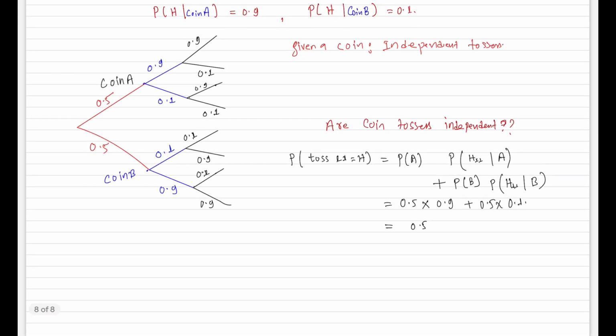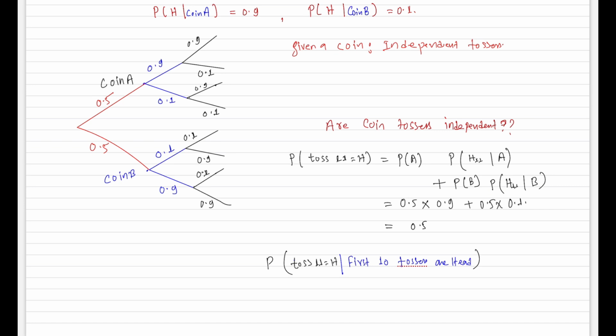Now let's suppose that someone has told you that the first 10 tosses are head. So now you have this evidence that the first 10 tosses are head. Under this evidence, what will be the probability that the 11th toss will be head, right? So now we have this given condition, and under this condition we want to find the probability that the 11th toss is head.